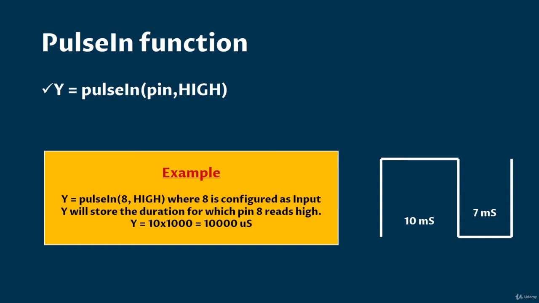Let me give you the answer. It will be 10,000 microseconds. And 10,000 microseconds is equivalent to 10 milliseconds. If I write y is equal to pulse-in within bracket 8, low, then the value of y will be 7000 microseconds in our case. If these two answers match with your calculations, then you have the clear concepts of pulse-in function. Let's move on to our next function, that is analog reference.